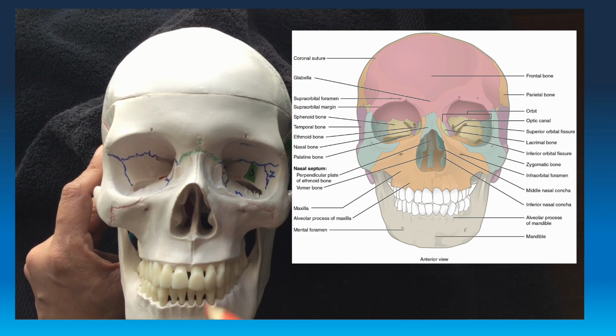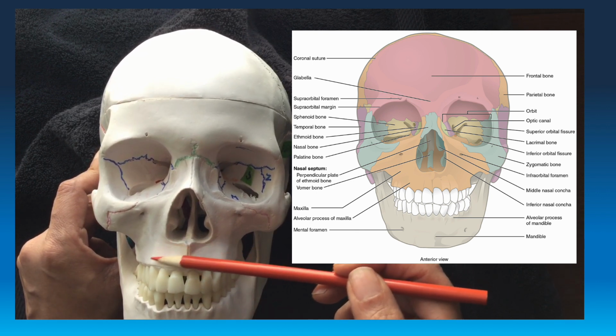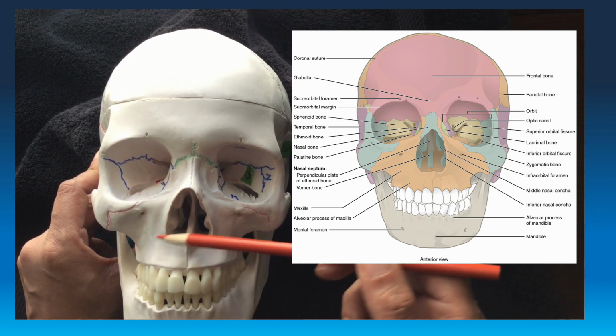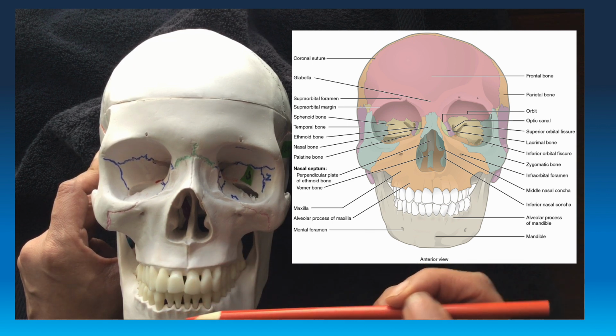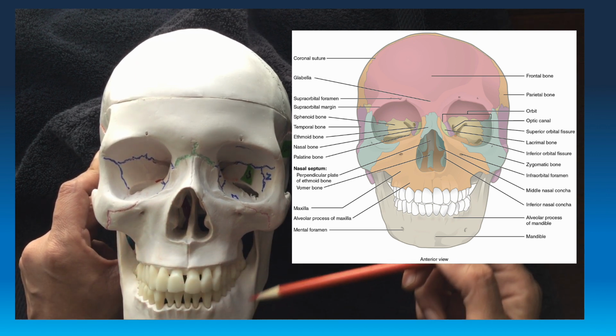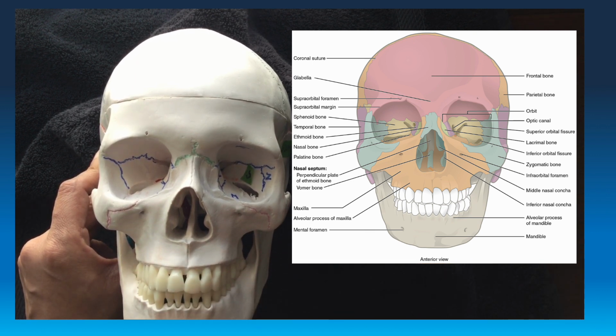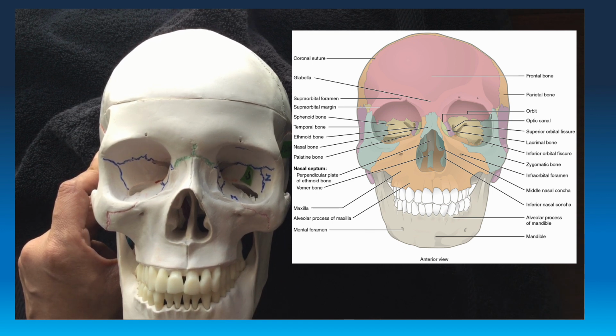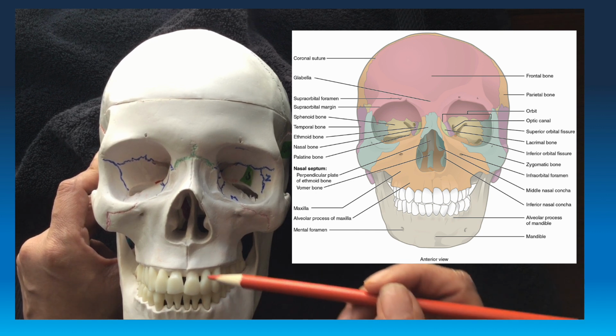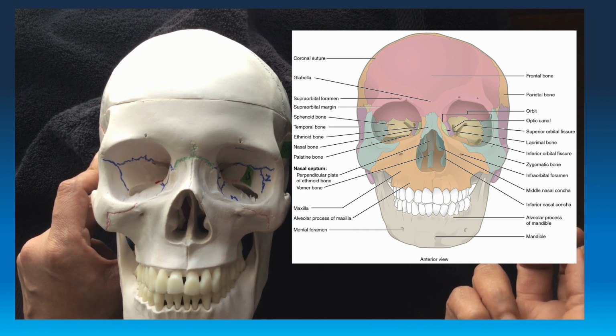All right. Then we've got, of course, this is the maxilla, alveolar processes of maxilla, and the mandible. And this thing right here, this is going to be the mental foramen. Okay. All right, I think we've covered everything. That's it.